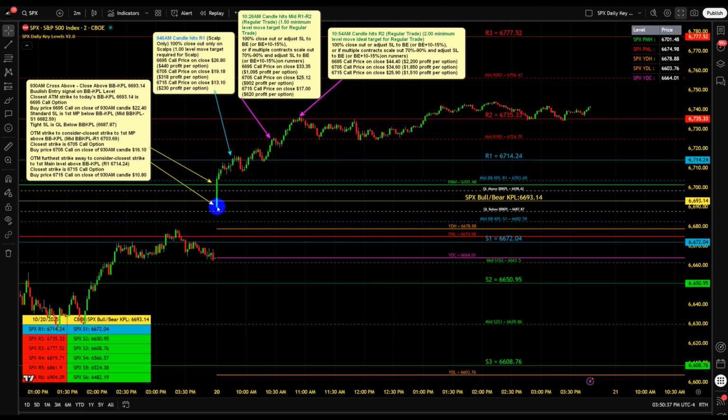So we have this candle that breaks above, crosses above, and closes above the bull bear key price level. This is our bullish entry signal for this particular level on the opening candle. So next is deciding, okay, we have our bullish entry signal. We're going to take the bullish trade. Now, what option do we use? What strike do we use? And are we just limited to one strike, or do we also have some alternatives that we can consider?